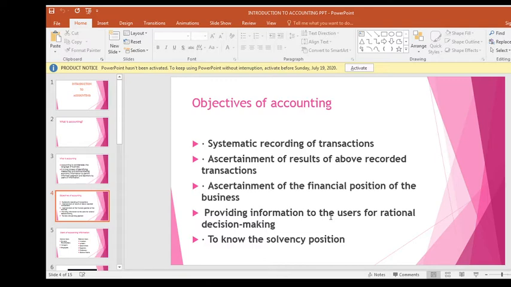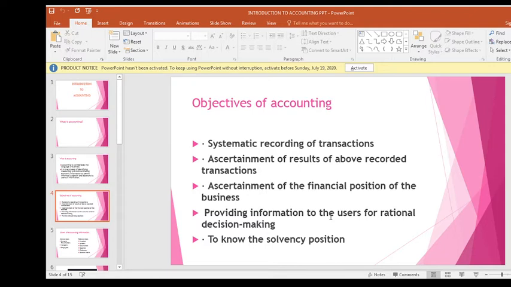Accounting also involves ascertainment of results of the above recorded transactions. The transactions which have been recorded need to be ascertained so that the position of the organization can be identified in terms of profitability or financial position. The key financial statements that we normally use to ascertain the results of an organization are the income statement and the statement of financial position. Those two statements will be used to measure and ascertain the results of an enterprise or an organization.